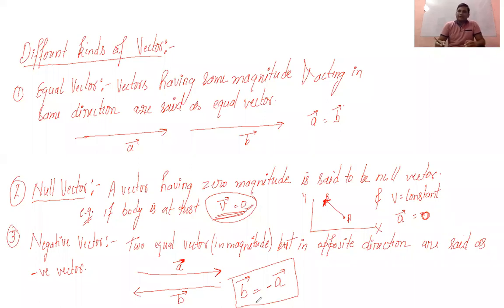Okay, coming to the next, the fourth one. I am not going to discuss the parallel vector. That will be discussed under the collinear vector. That will be categorized under the collinear. So come to the unit vector.